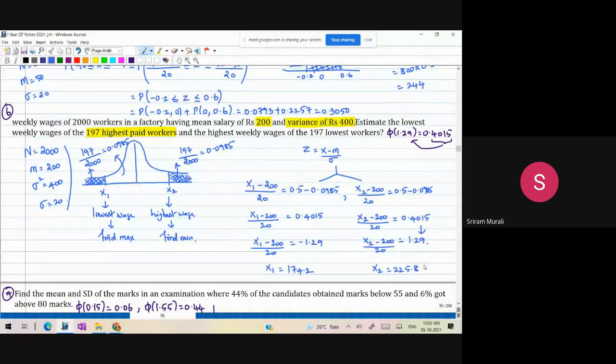174.2 is the maximum wage in the lowest paid. Have you understood this? Yes, sir.